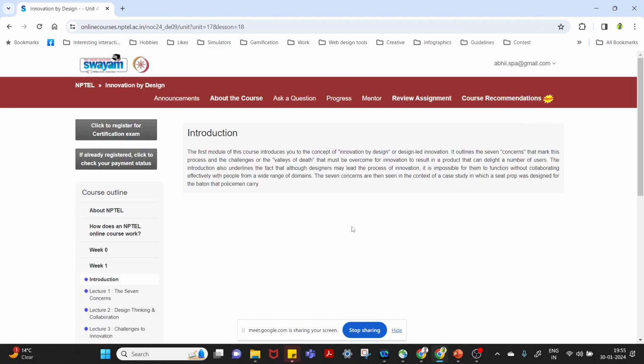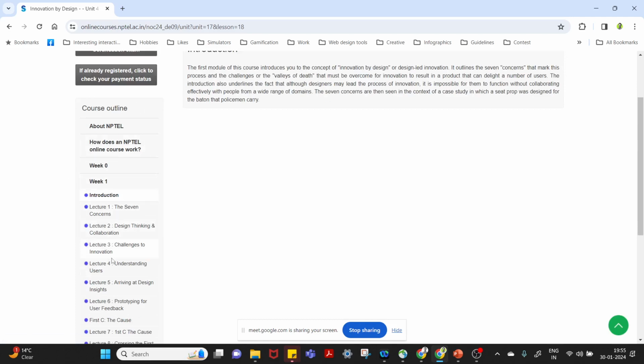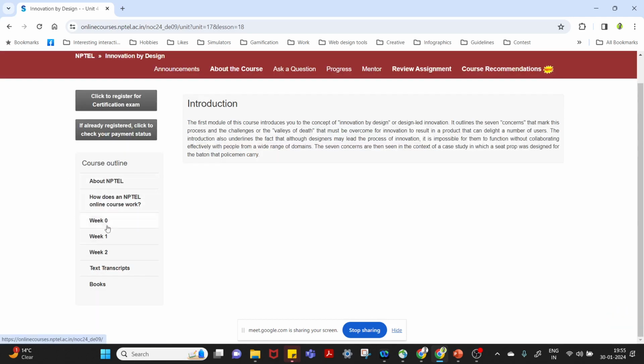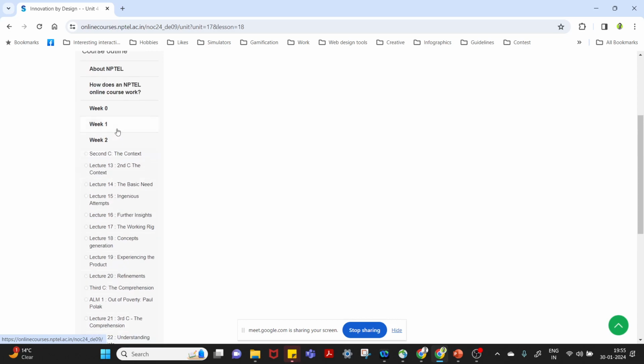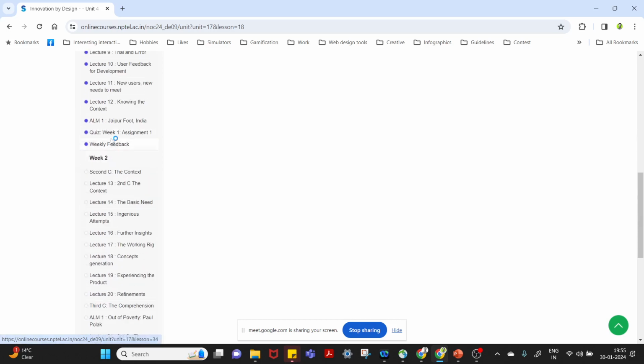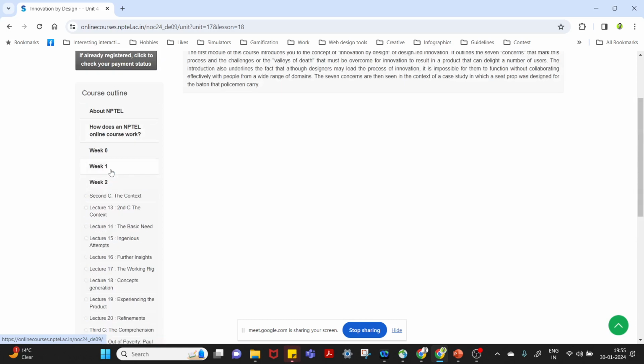When you log in with your credentials, this is how the page would look. This is the announcement section, and within About the Course on the left side, you will see all these tabs, right? This is week 1 content. Even the week 2 content is live now, so you can see all the content here. If you see week 1 content, you will see quiz, week 1 assignment. Quiz and assignment are the same thing. For every week, there will be a quiz, and you have to attempt that quiz. So for week 1, this is the quiz.